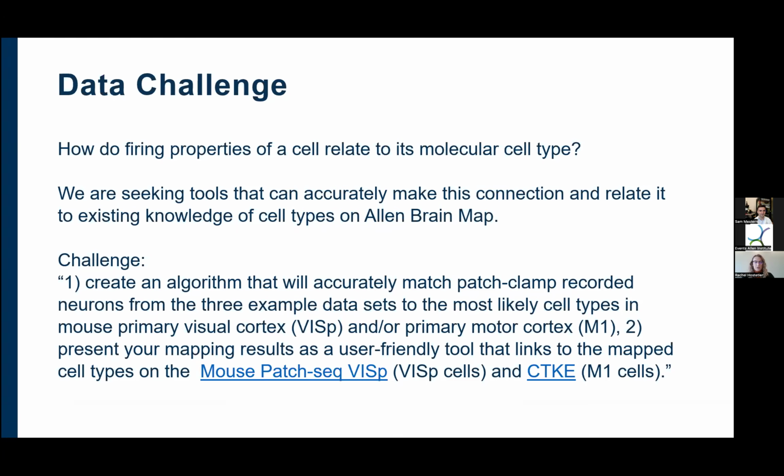The main parts of the challenge were, one, to create an algorithm that will accurately map patch-clamp recorded neurons from 3 example data sets to the most likely cell types in the mouse primary visual cortex and/or the primary motor cortex. And part 2, to present your mapping results as a user-friendly tool that links to the mapped cell types on the patch-seq VisP viewer or the CTKE, which is the Cell Type Knowledge Explorer. So these were the 2 different parts to the challenge. Part 1 was to do the mapping, create an algorithm. Part 2 was to create a user-friendly tool to view this mapping and to see these connections to patch-seq data sets on the Allen Institute website.